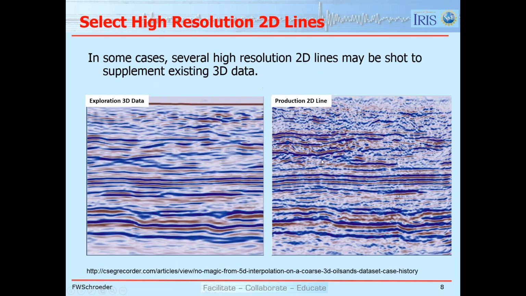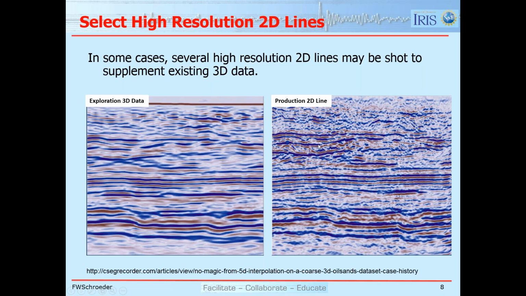This is another case. Sometimes instead of getting new 3D surveys, we may just get some high resolution 2D lines. And maybe that would be to connect the different well locations. Maybe it's to connect up portions of the field with more of our regional data set. So this might be an exploration stage 3D seismic survey. And for comparisons, here's a higher resolution 2D line that was shot during the production stage of a particular asset.